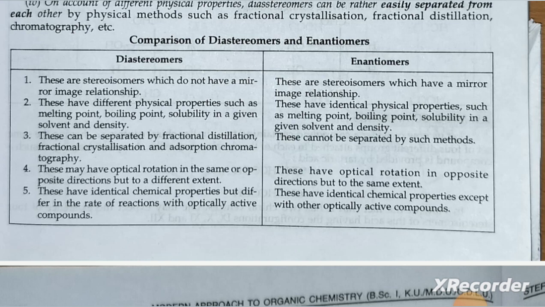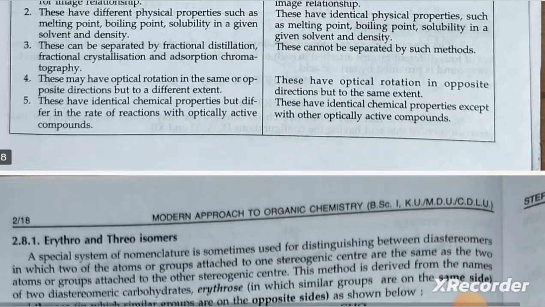such methods. Diastereomers may have optical rotation in the same or opposite direction but to a different extent. In enantiomers, they have optical rotation in opposite directions but to the same extent. Diastereomers have identical chemical properties but differ in the rate of reaction with an optically active compound, whereas enantiomers have identical chemical properties except with other optically active compounds.